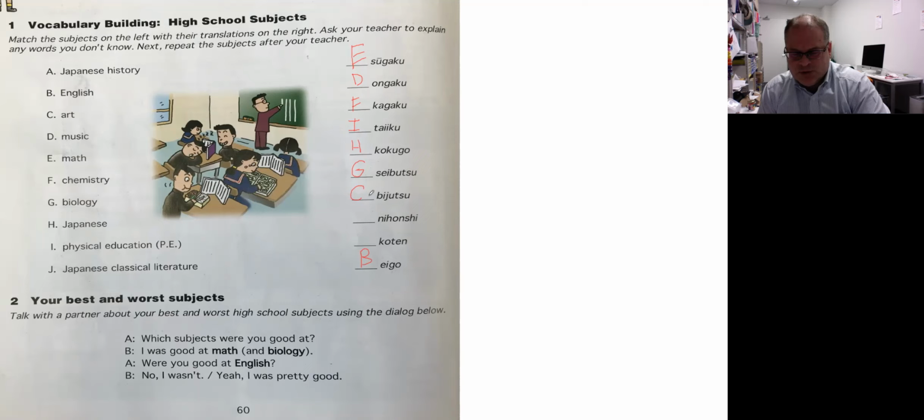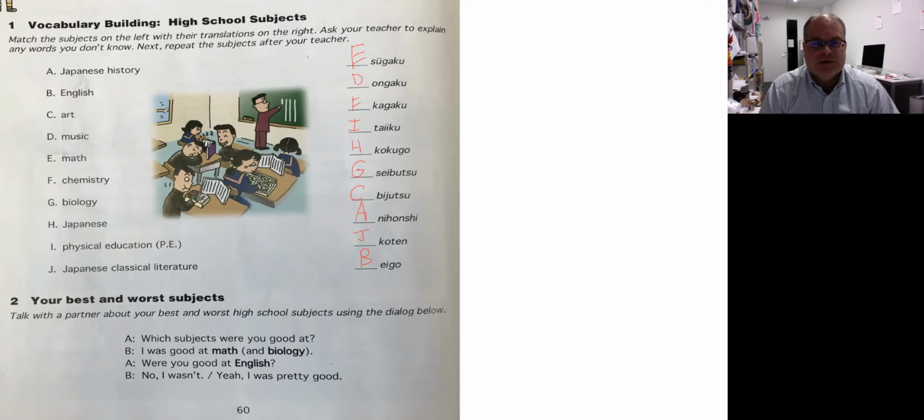I'm not sure, let me check really quickly. Let's see, hold on. Okay, Koten. Yeah, so Koten is Japanese classical literature. Nihonshi is Japanese history.